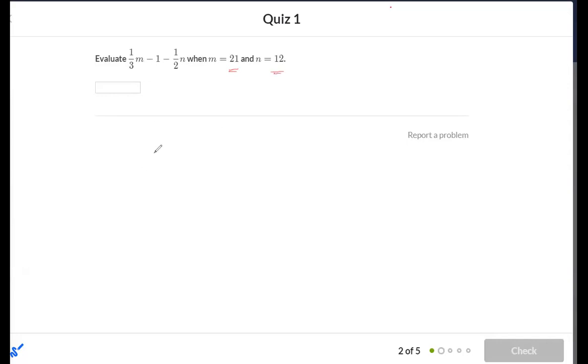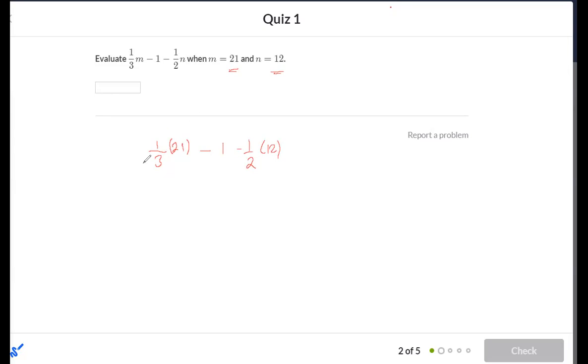It says 1/3 m, so I'm going to just write 1/3, and m is given 21, so I will just write 21. So you could put a parenthesis if you like to, you can just write it that way. Minus, it says -1, so I will just write that one. And so we have -1/2, and we have n. There is nothing in between this 1/2 and n, so that means basically multiplication. I will just replace n with 12. So that is when you plug those numbers into the expression, this is what we get.